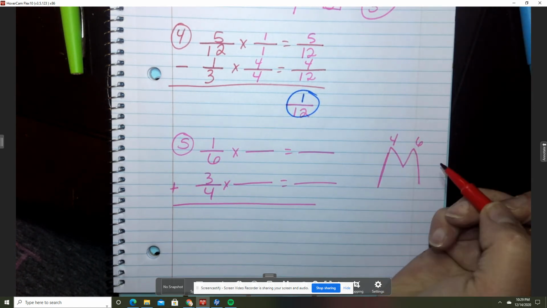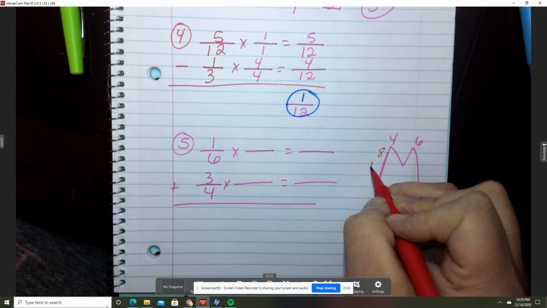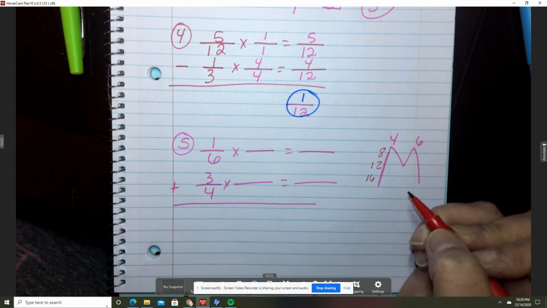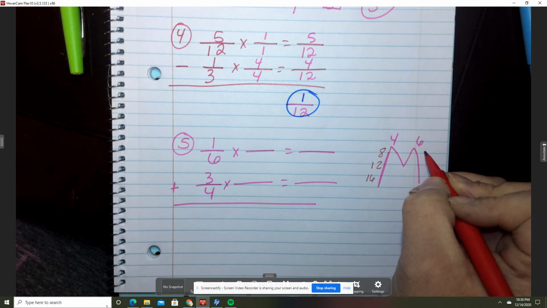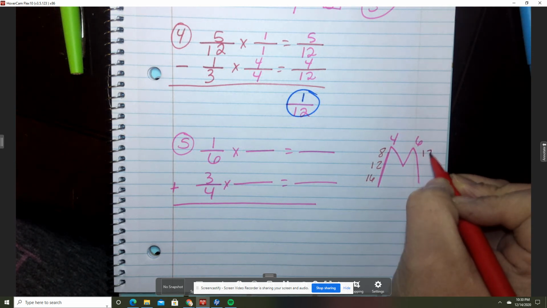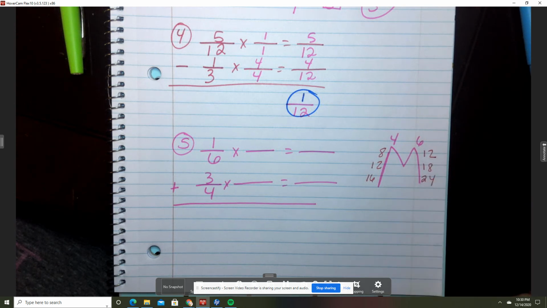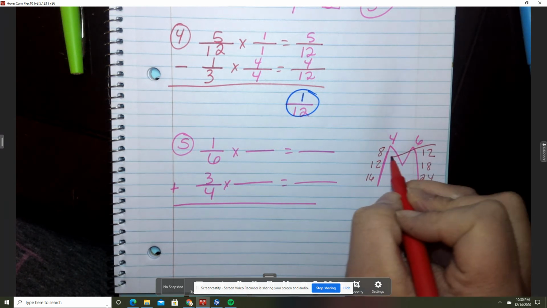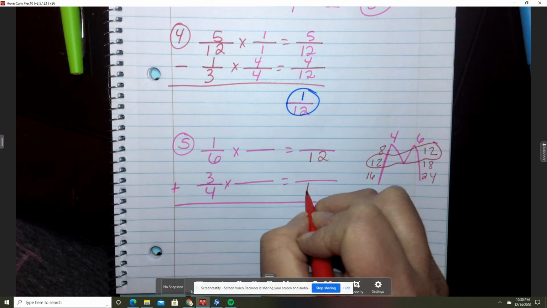All right, and think about the multiples. 4 times 2 is 8. 4 times 3 is 12. 4 times 4 is 16. 6 times 2 is 12. 6 times 3 is 18. 6 times 4 is 24. And the common denominator is 12. So I'm going to put my 12 right here.